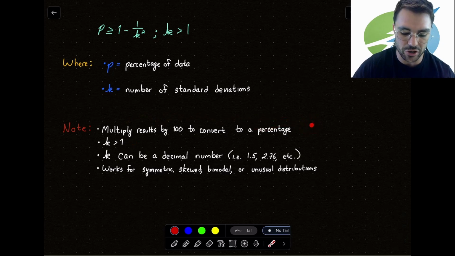So back to the first note here, our answer should be a percentage, so it's good to just always multiply by 100. We're going to get decimals out of this. K must always be greater than 1. K can be a decimal number, i.e. 1.5, 2.76, whatever. And this works for all types of distribution: symmetric, skewed, bimodal, or any unusual look and shape.